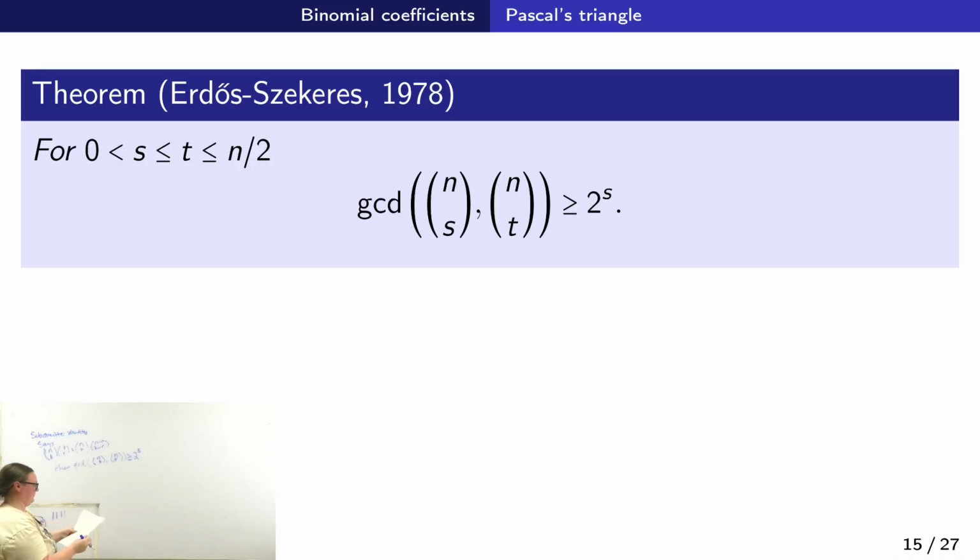Okay, using this, we see that the greatest common divisor of n choose s with n choose t is going to be really fun, we're going to use this bit, n choose s times n minus s choose t minus s, divided by t choose s, hopefully. I really hope so.